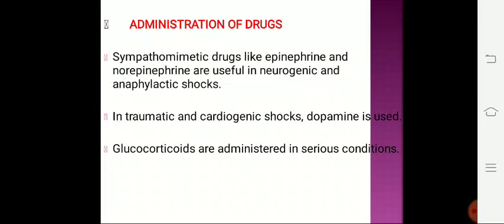These glucocorticoids increase the strength of the heart in the last stage of shock. By stabilizing the lysosomal membrane, they prevent release of enzymes from the cell, and these help in metabolism of glucose by the severely damaged cell.